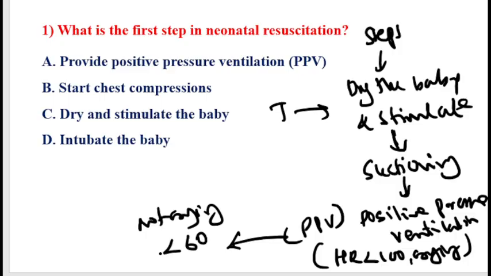When the heart rate goes less than 60, then we have to go for the chest compression. Okay, that is circulation. Next, what happens here? Even after giving chest compression, what happens?